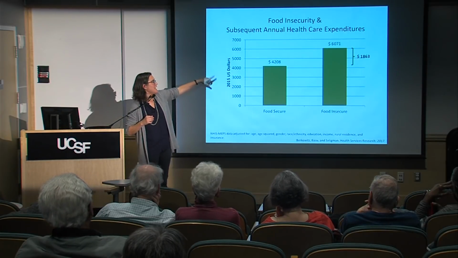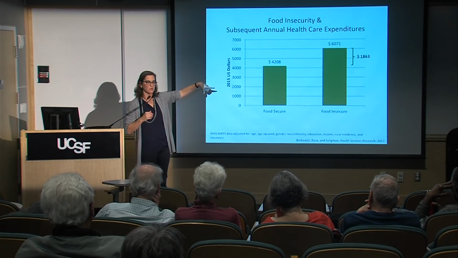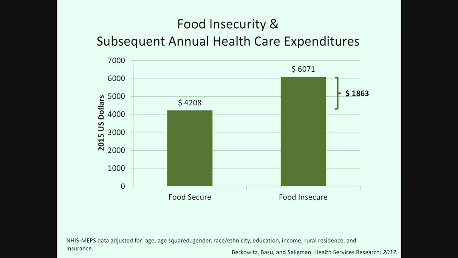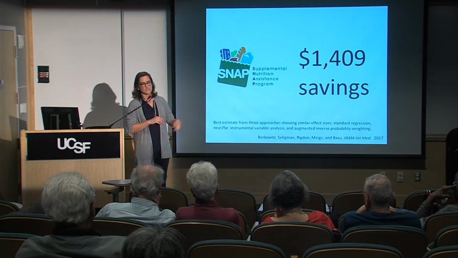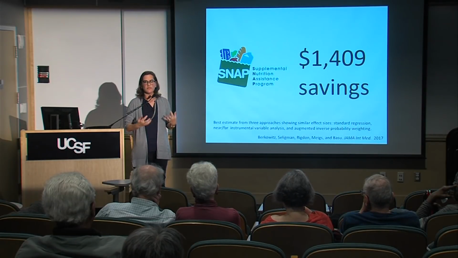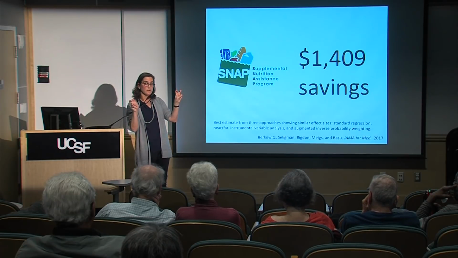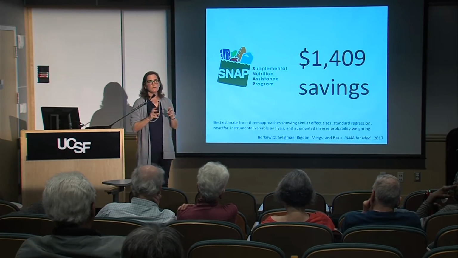So then we said, well, if we take that $1,863 differential, does it make a difference if you're enrolled in SNAP or not? Because what we would posit is that if SNAP really helps, the people enrolled in SNAP shouldn't have an $1,863 increase in their healthcare expenditures. It should be something less. And in fact, SNAP is associated with a reduction in annual healthcare expenditures of about $1,400 per year. So we think that if we treat food insecurity, if we address the problem, we will have an impact on people's health.